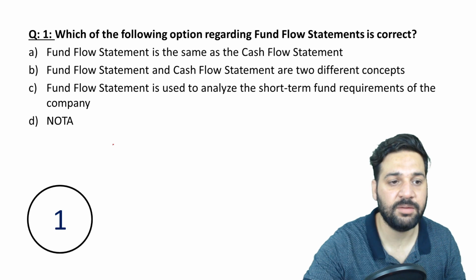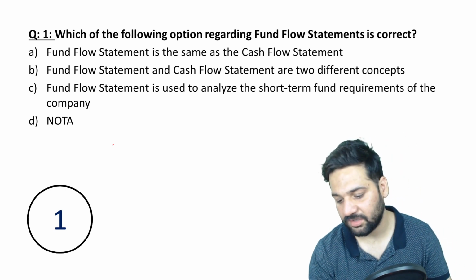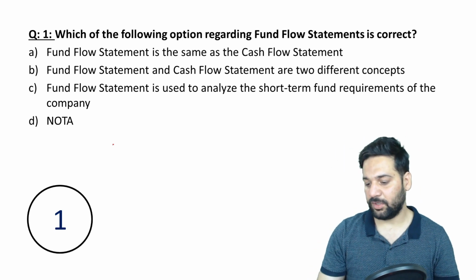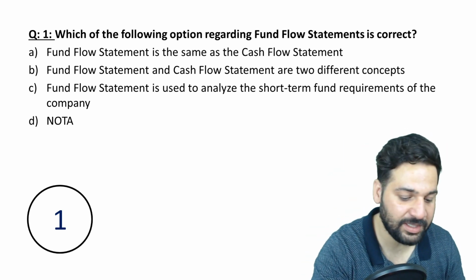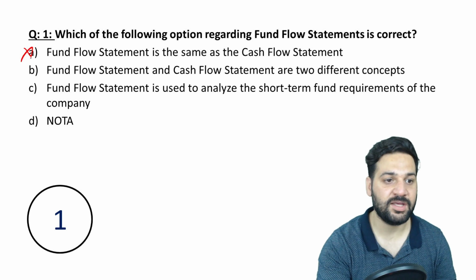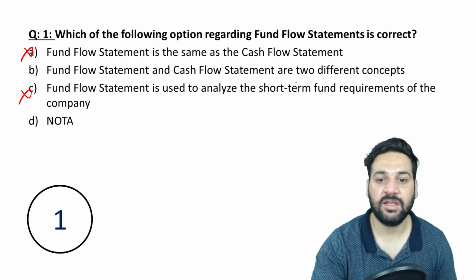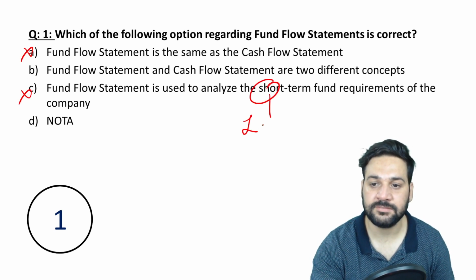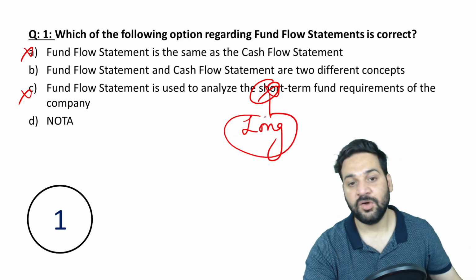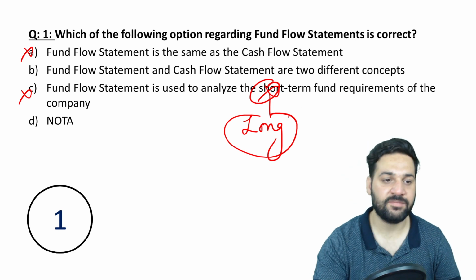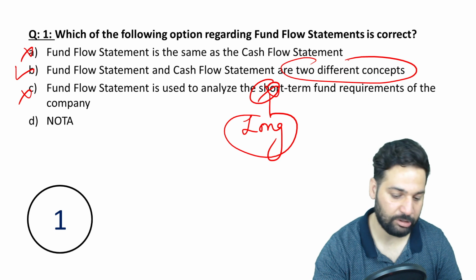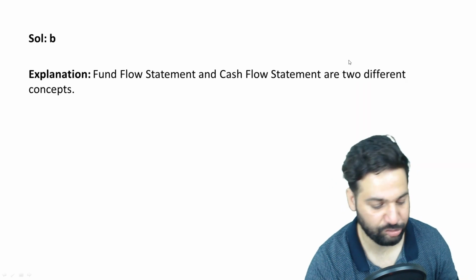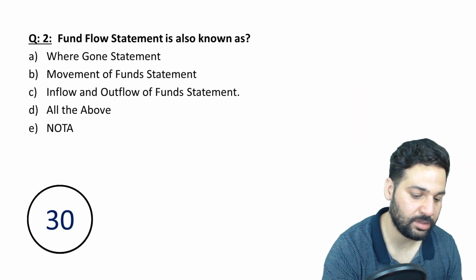Let me answer which one is correct. I'm waiting for your answers. So B is actually correct. Obviously, the first one is wrong. It is used for the long term fund requirement of the company, not the short term. So B is correct because these are two different concepts. Let's move on to the next question.